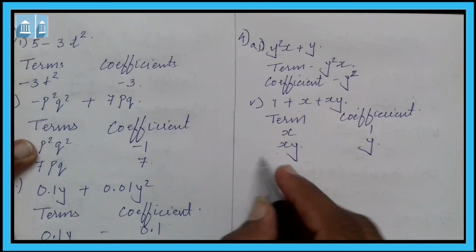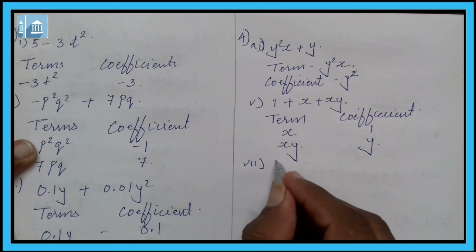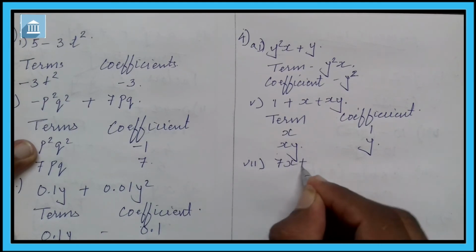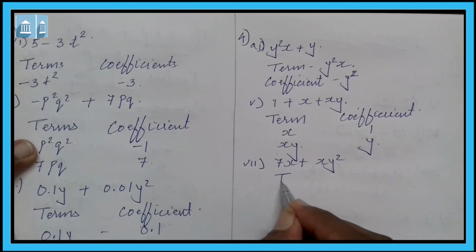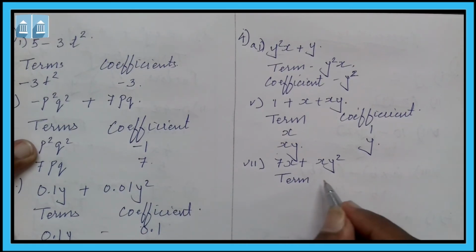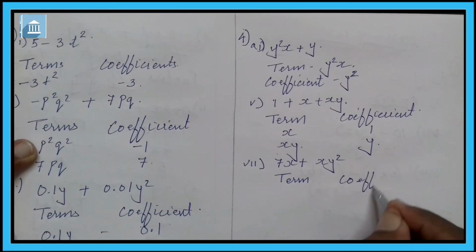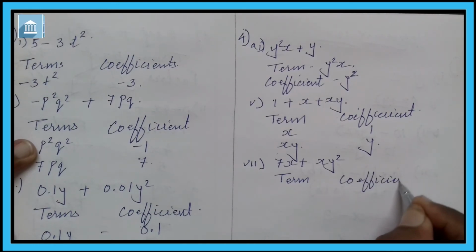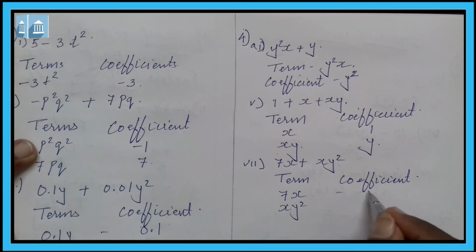Now let us do the 7th one, that is 7x plus xy square. So the terms in here, that will be coefficient. Terms are 7x, second one is xy square. So the coefficient here is x and here it is y square. So these are the coefficients.